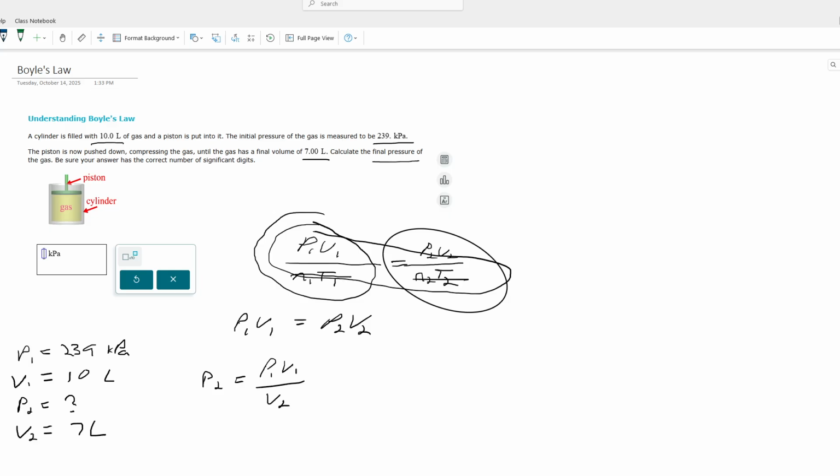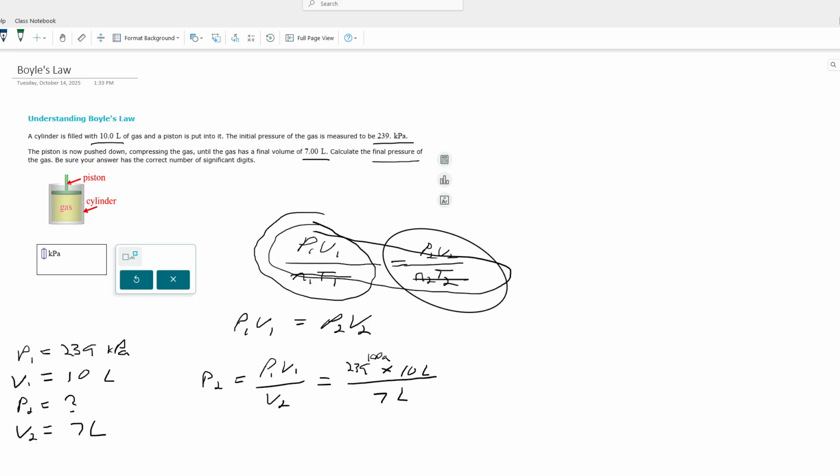And this, even the algebra screws up some of my friends. So be careful on that. Just be careful. It's easy. Okay, so that's going to equal 239 times 10 liters. That's kilopascal. And down here is going to be 7 liters. Okay, so let me get out my calculator here.